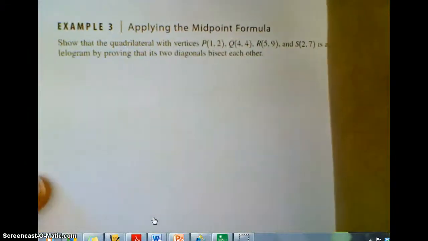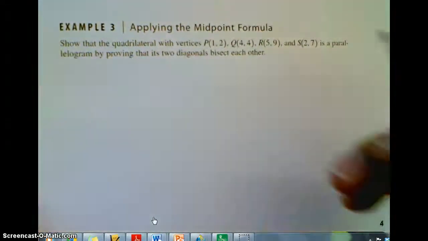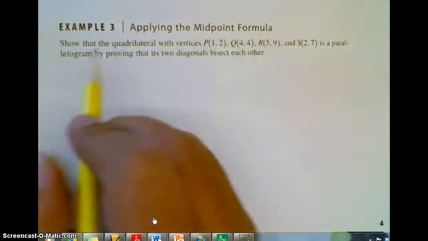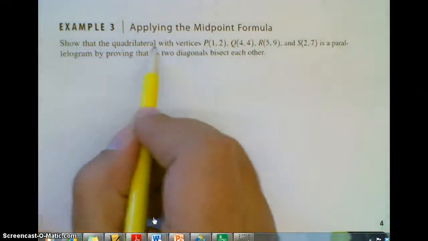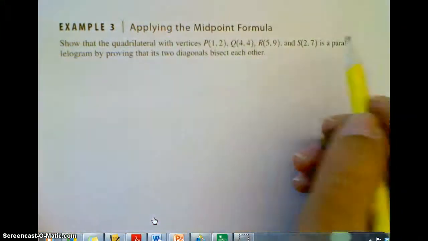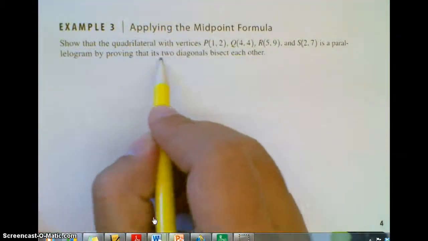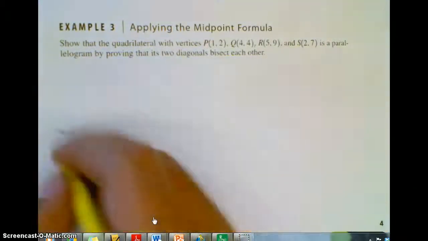It says example 3, applying the midpoint formula. Now this is an application. It's not that they give you 2 points and ask you to find the midpoint. You have to do something with it. So it says, show that the quadrilateral with vertices P, Q, R, and S is a parallelogram by proving that its 2 diagonals bisect each other.